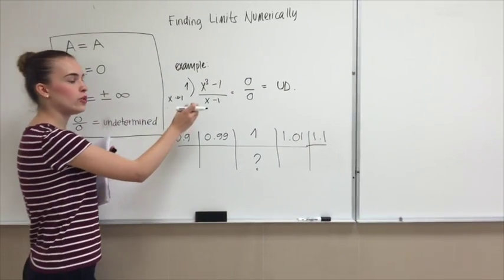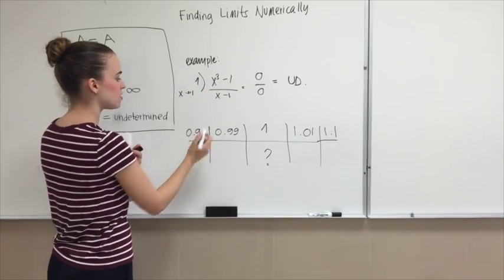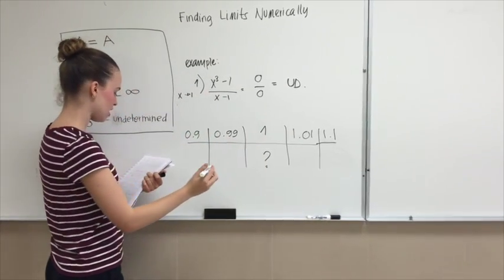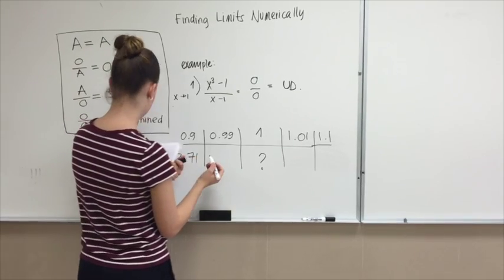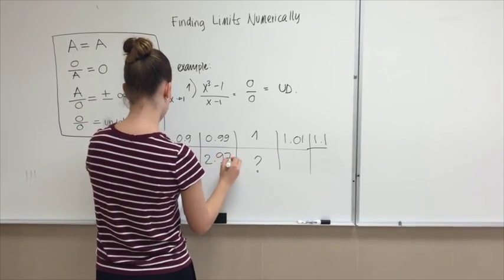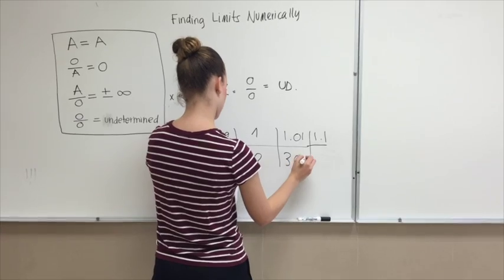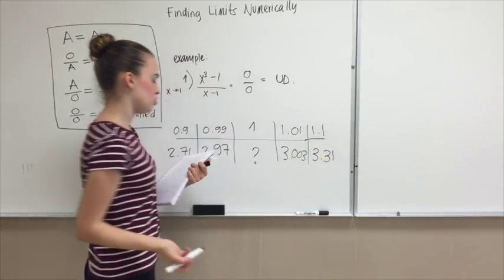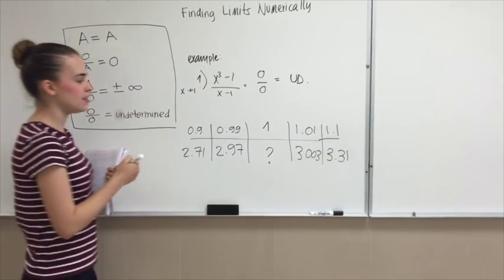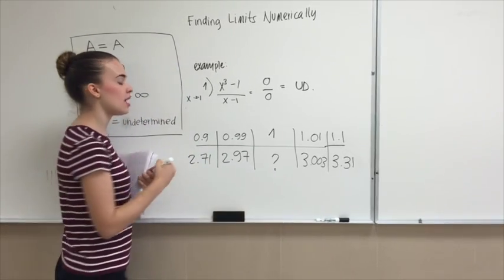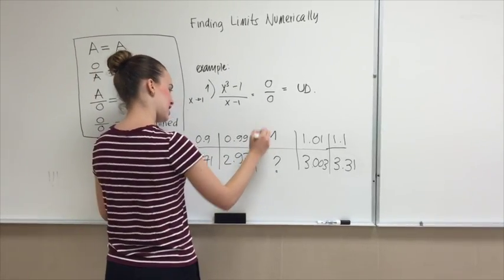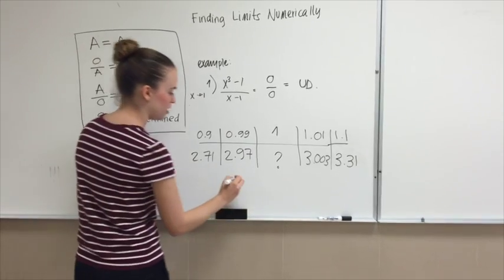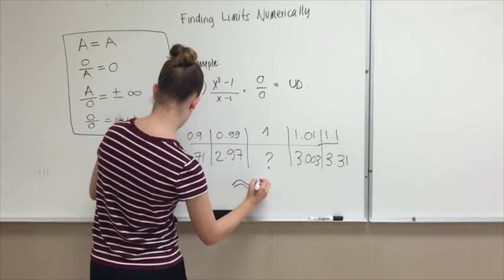With this, you change the x to these values, and you get 2.71, 2.97, 3.003, 3.31. So by this, you can calculate which is the limit at 1, which is almost 3.